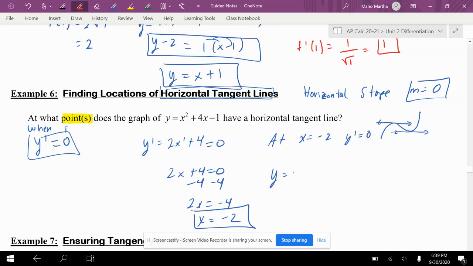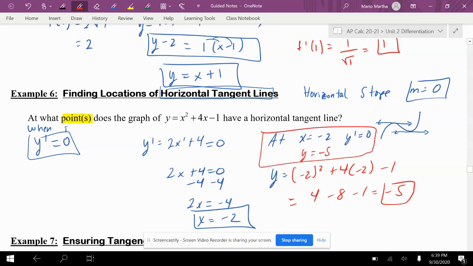So I plug it in. So that's going to give us negative 2 squared plus 4 times negative 2 minus 1. So that's 4 minus 8 minus 1. That gives us negative 5. So this graph has, at x equals negative 2, y equals negative 5, a tangent slope of 0, or horizontal.